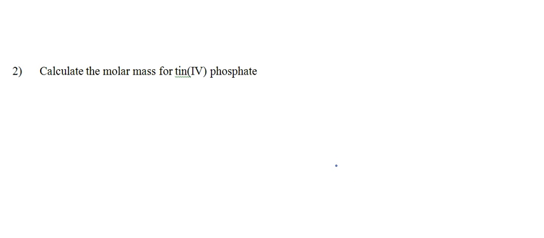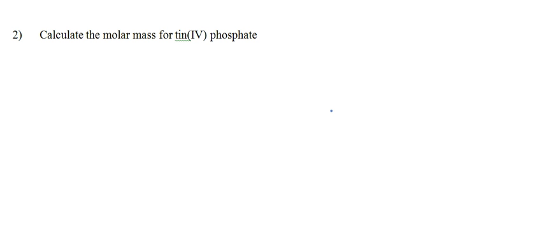It says calculate the molar mass for tin(IV) phosphate. All right, well, the first thing that you have to do on something like this is write the chemical formula. So what's the symbol for tin? That's right, it's Sn. And what's the charge on this tin? This tin has multiple charges. I know of at least 2 charges that it has. In this case, tin has what charge? That's right, the 4 here.